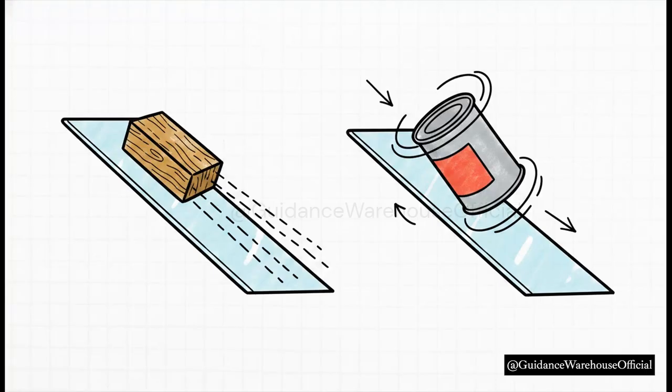Now, if the can simply slid down an icy, frictionless ramp without rolling at all, absolutely all of that potential energy would turn into straight-line speed. But our cans are rolling. So before we can actually solve why they move at different speeds, we need to transition away from straight-line motion, which we call translational motion, and look closely at the physics of making an object rotate.